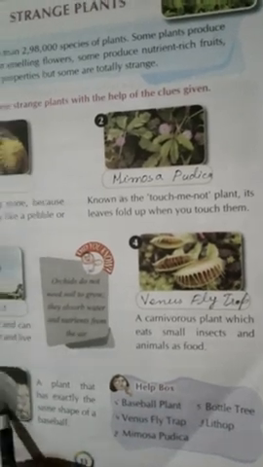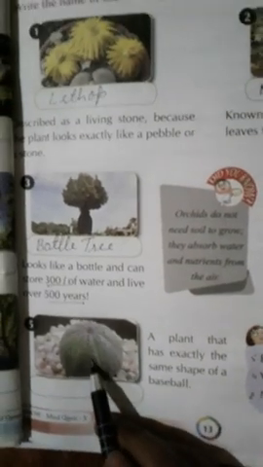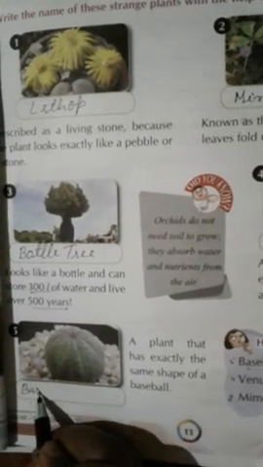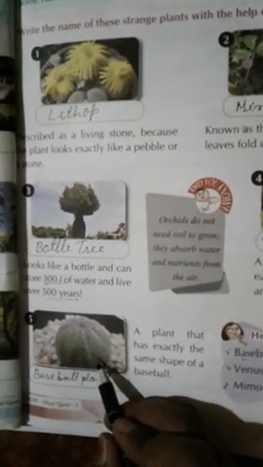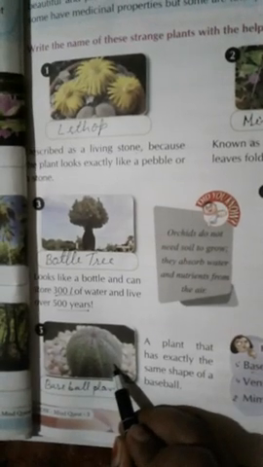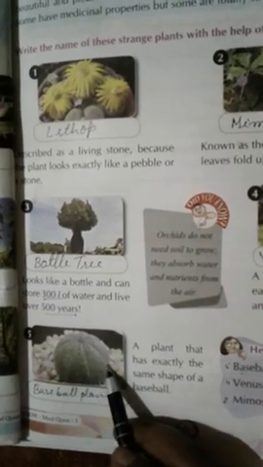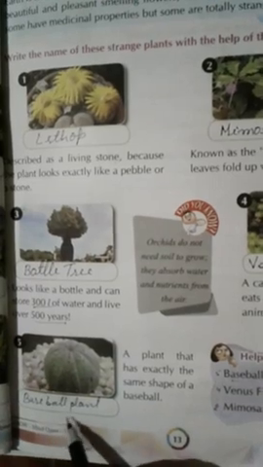Next we have a ball shaped plant. What is the name of this ball shape? It's a baseball plant. What is the spelling? Baseball plant. Where can we find this baseball plant? We can find this baseball plant in South Africa. It looks like a baseball, exactly the same shape. Different sizes and shapes are available. So this is a very different, very strange plant. It is a baseball plant.